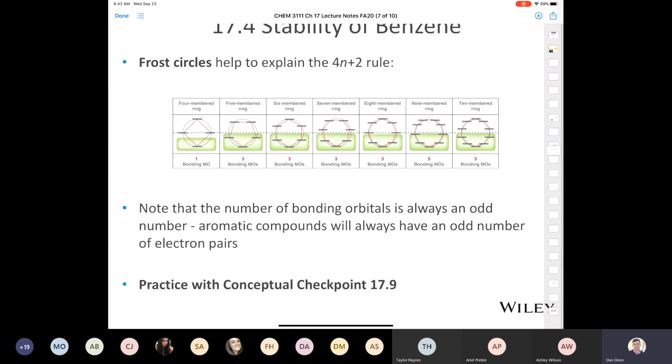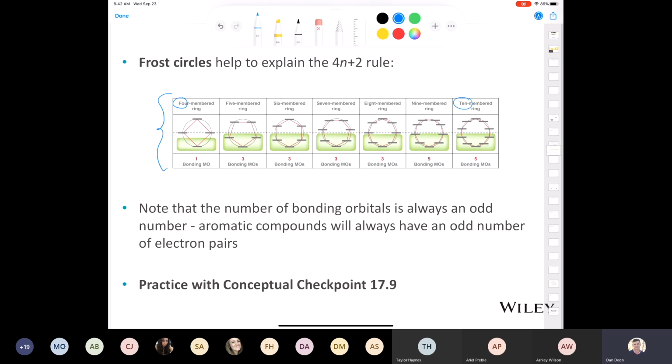In fact, Frost circles help us understand the 4n+2 rule, because if you look at going from a 4-membered ring all the way up to a 10-membered ring, and look at the number of bonding molecular orbitals for all of these rings, 4, 5, 6, 7, 8, 9, 10-membered rings, you can see that here we have one bonding molecular orbital, which can hold a maximum of 2 pi electrons. Well, 4n plus 2, when n is equal to 0, we end up with 2 pi electrons. When n is equal to 1, 4 times 1 is 4, plus 2 is 6. 6 pi electrons. Here we'd have 6, here we'd have 6.